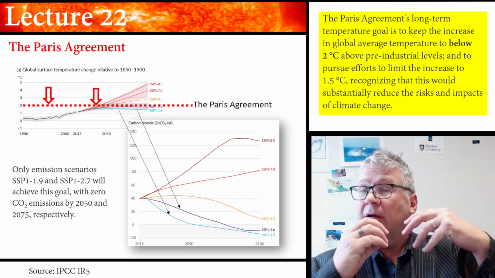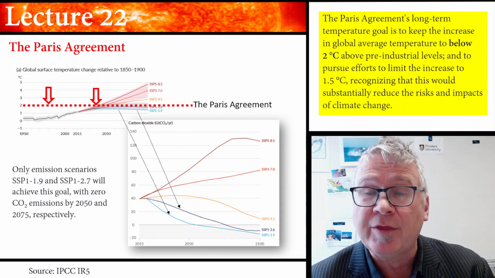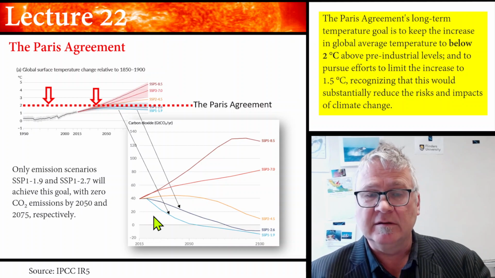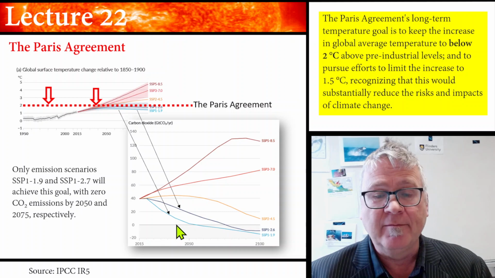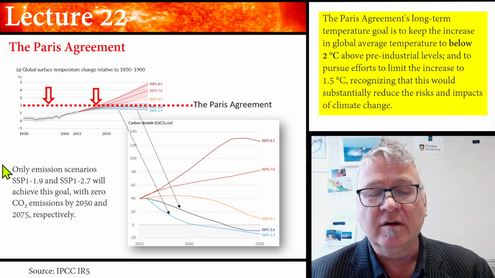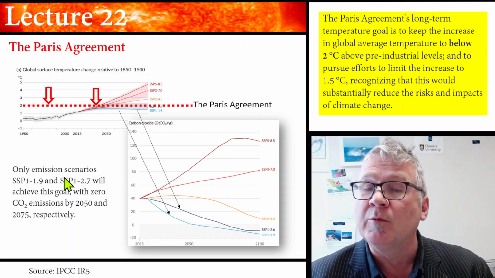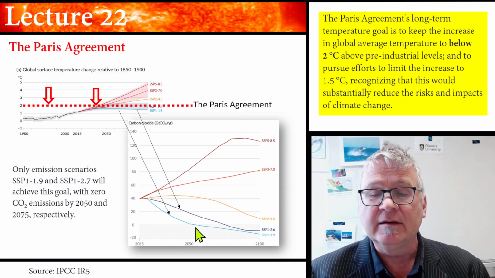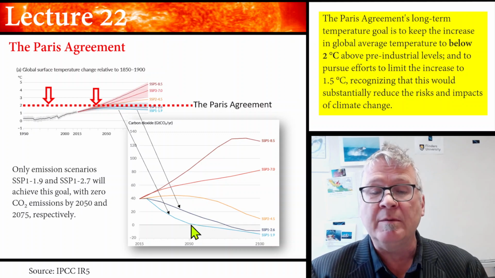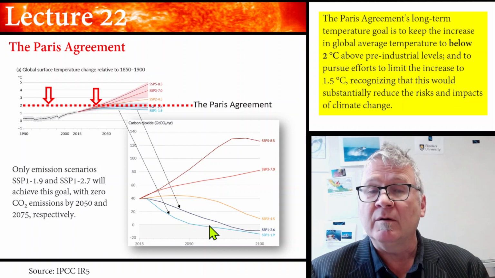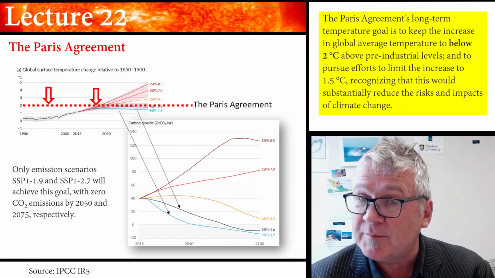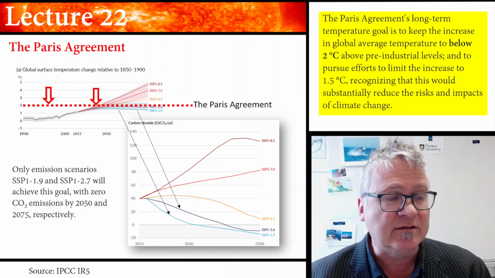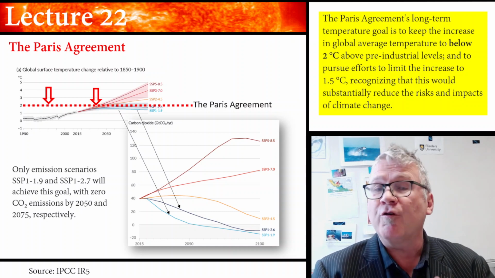And this in particular selects a particular pathway, particular emission scenarios. If you look at the emission scenarios and the predicted temperature changes that you get, it's only the emission scenarios called 1.9 and 2.7 that will actually achieve this goal. One details that there will be zero emissions by 2050, and the other one says there will be zero CO2 emissions by 2075. So that is the commitment. It's very specific. It talks about zero emissions of CO2 or zero CO2 equivalent gases by the mid or third quarter of this century.